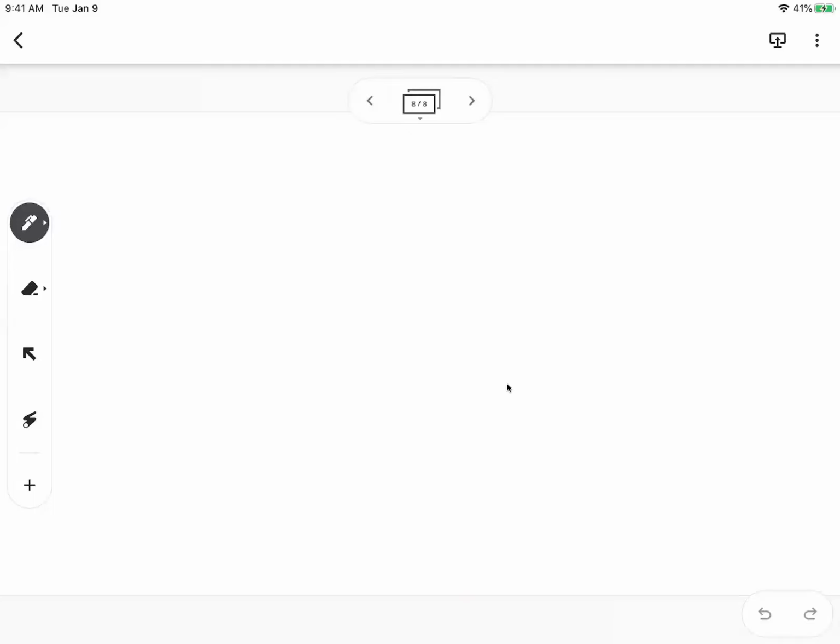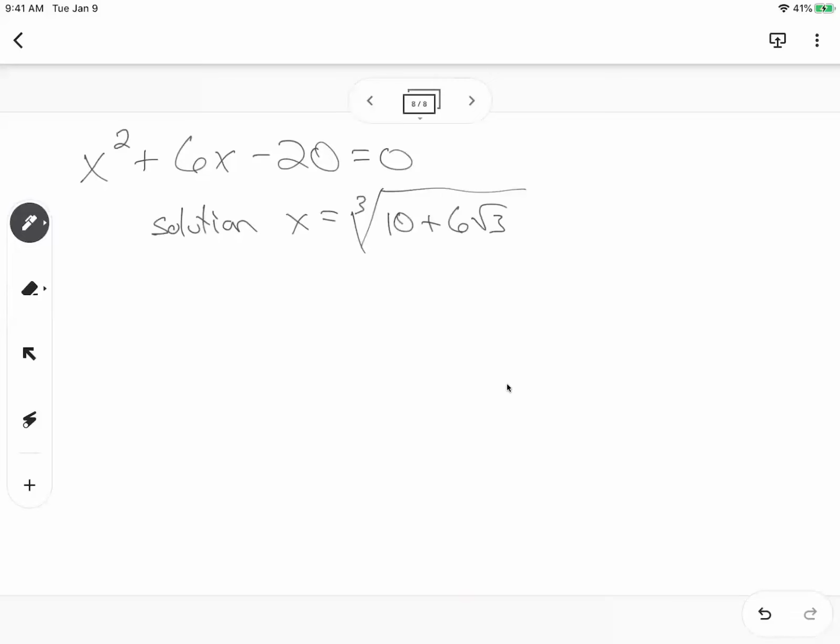So as a start, just to back all the way up, I suggested we look at this cubic, and I noted that Cardano's formula gave solution x equals cube root of 10 plus 6 root 3, I believe minus cube root of negative 10 plus 6 root 3. We will show that this is equal to 2.